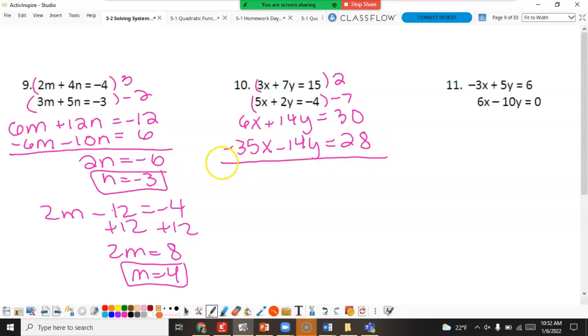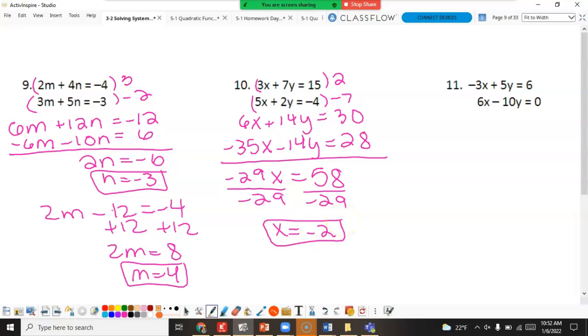Positive 28. So 35 take away 6 gives you 29, but it's negative because the 35 was negative. 30 and 28 is 58. And nicely enough, 58 divided by negative 29 is negative 2. Take that negative 2, plug it back in. So you have 3 times negative 2, which is negative 6, plus 7y equals 15. Add 6 to both sides. 7y equals 21. Divide by 7, and y equals 3.